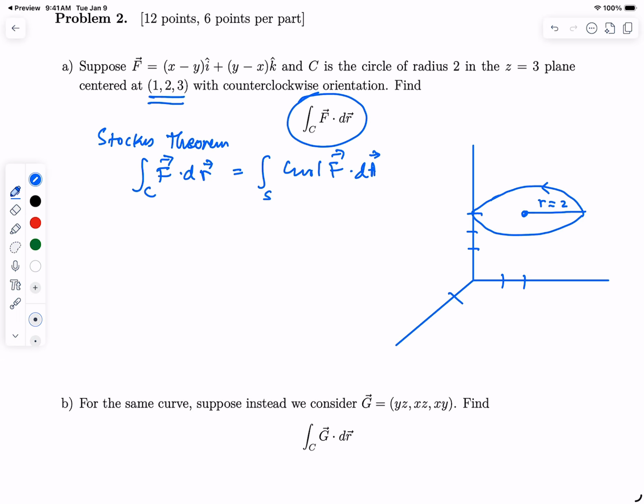You will be applying Stokes theorem and the divergence theorem for a couple of questions there. So be prepared for that.